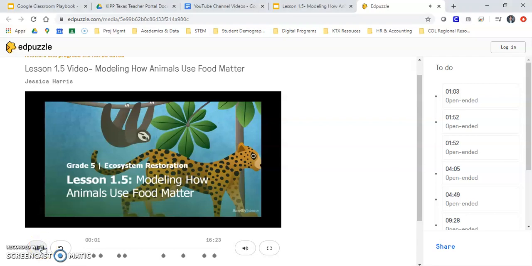Hi KIPPsters, welcome back to our next science lesson in our ecosystem restoration unit, and our lesson is all about modeling how animals use food matter, or how animals use the food that they eat.